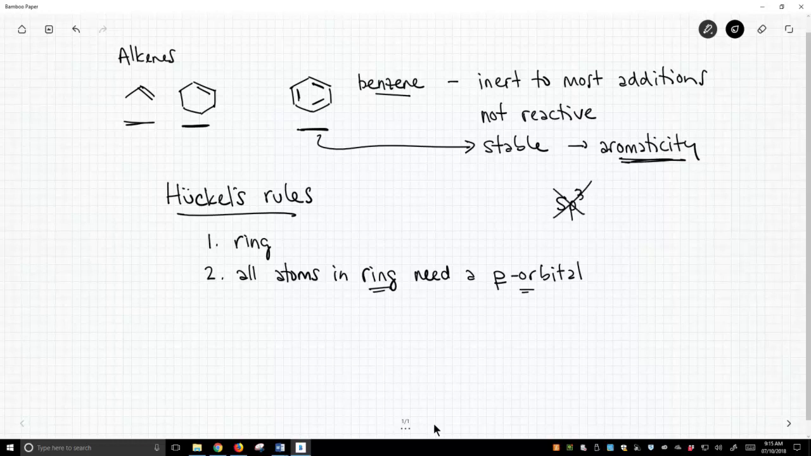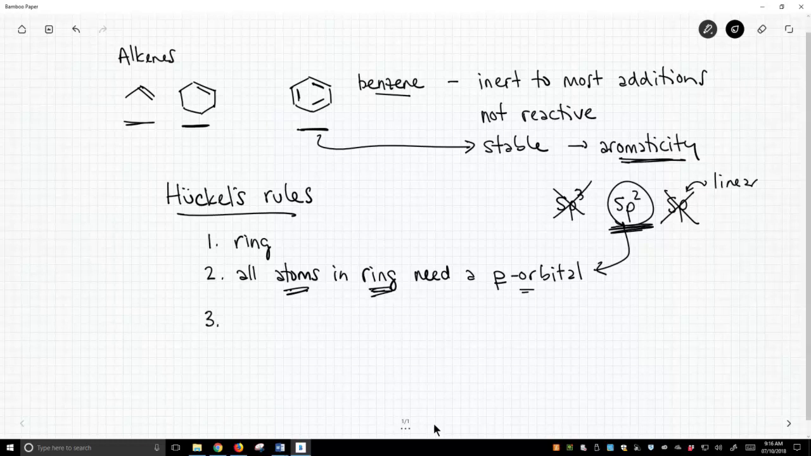sp3 hybridization does not have any leftover p orbitals. If an atom's going to be hybridized with a leftover p orbital, it's going to have to be either sp2 or sp hybridized. That means every atom in the ring is going to have to be either sp2 or sp hybridized. Well, sp hybridized atoms are linear. And when things are straight, they don't lend themselves to being bent around as part of a ring. So for practical purposes, sp hybridization is off the table. So essentially, when we say all the atoms in the ring need a p orbital, we're saying all the atoms in the ring need to be sp2 hybridized.